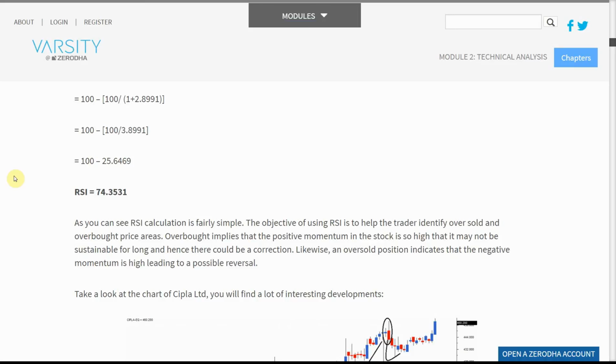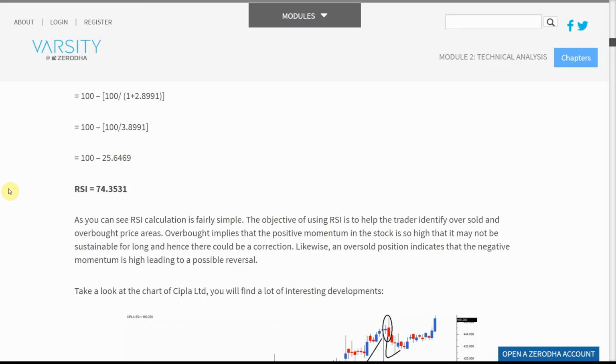Take a look at the chart of Supplementary Limited. You will find a lot of interesting developments. To begin with, the red line below the price chart indicates the 14-period RSI. If you notice the RSI scale, you will realize its upper bound is 100 and lower bound is 0. However, 100 and 0 are not visible in the chart.